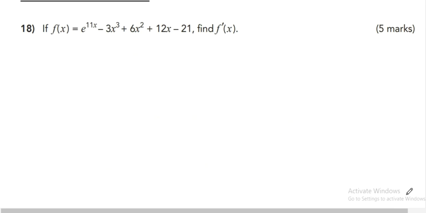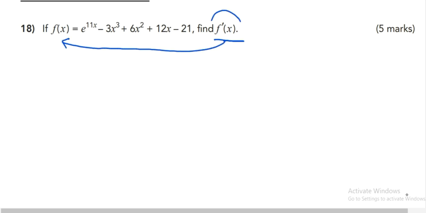Question 18. If f of x equal e to the power 11x minus 3x to the power of 3 plus 6x to the power of 2 plus 12x minus 21, find f dash of x. Here we want to find the first derivative of this function.